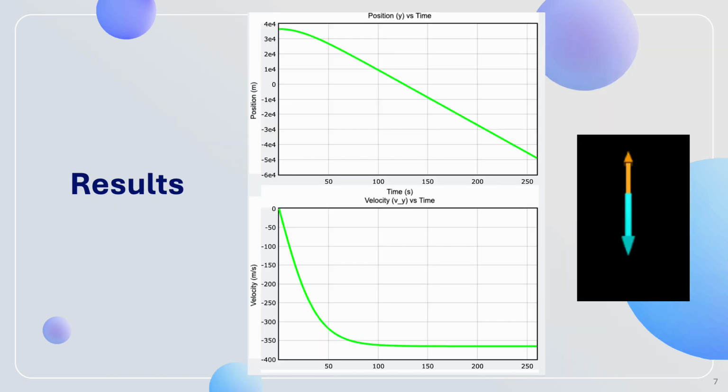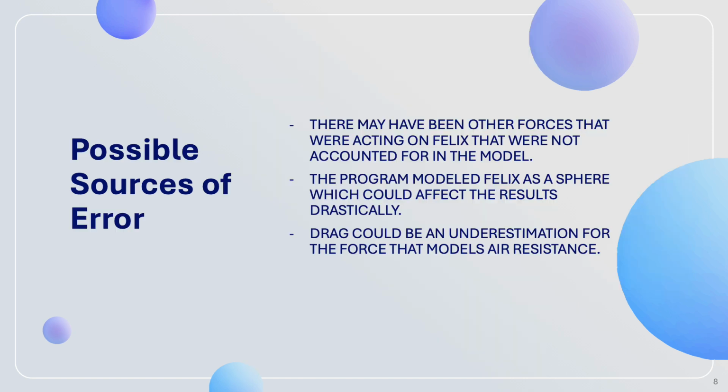Here are the results of the computational model. As expected, the velocity increases in magnitude after he jumps. He eventually reaches a terminal velocity around 360 meters per second, which is greater than the speed of sound. This model validates that he reached the speed of sound.